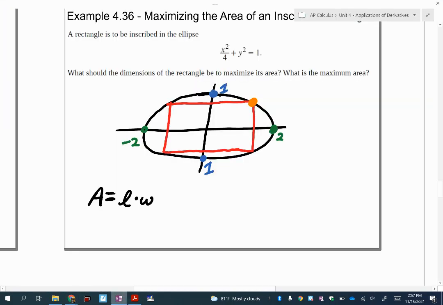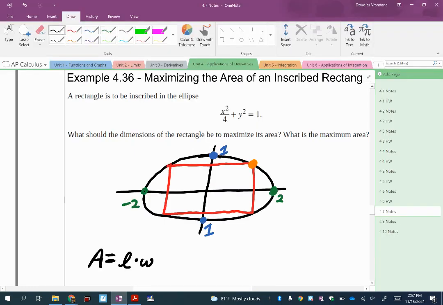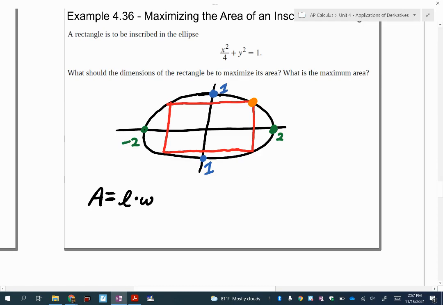Once I do that, essentially when I write my length, if this is x and y, my length is going to be 2 of these x's. If this is my length, that's going to be 2x. And my width, which is like this, is going to be 2 of those y's. Okay? So my area is going to be 4xy.